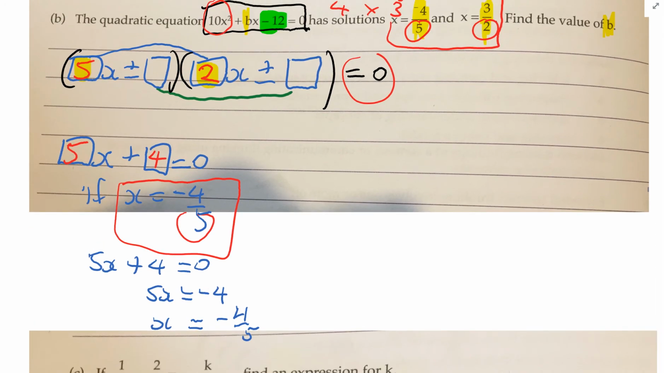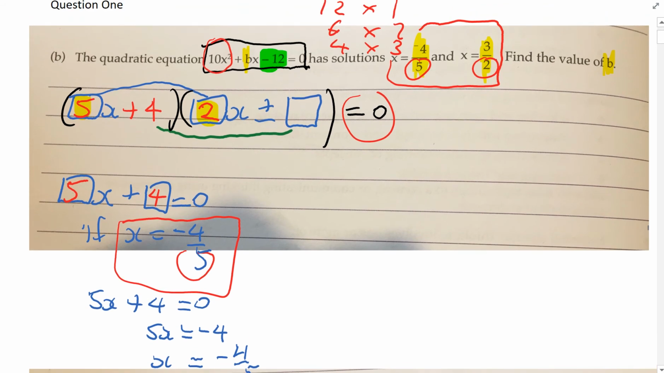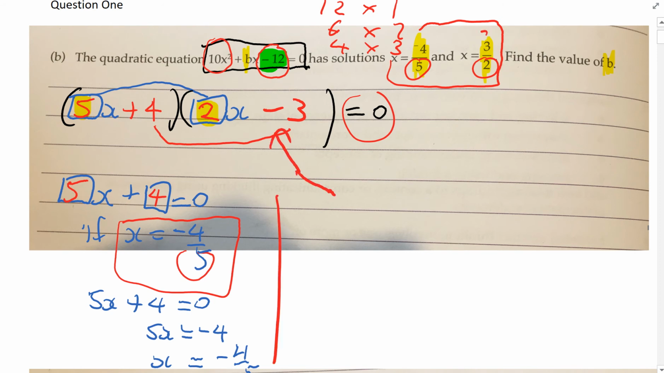So what does that mean? It means that one of the brackets has 5x plus 4 in it. What must the other bracket have? Well, we can work it out now because we know that the first two numbers multiply to 10x squared, but the last two numbers have to multiply to negative 12. So 4 times what is negative 12? Must be negative 3, right? So this must be minus 3. And let's check if that works. We want it to equal 0 when x is 3 over 2, the other solution.